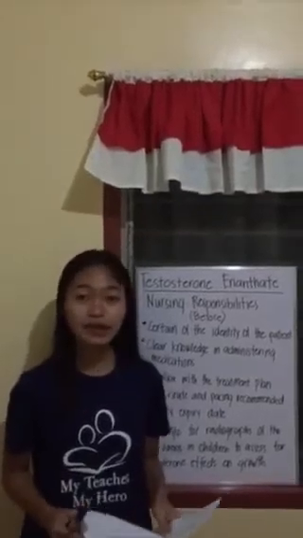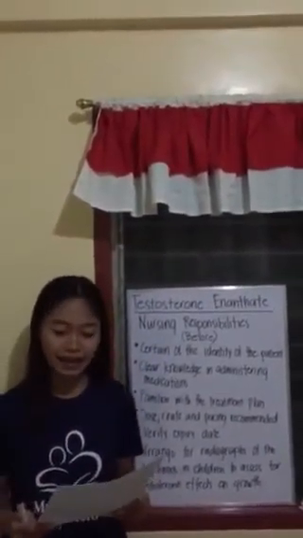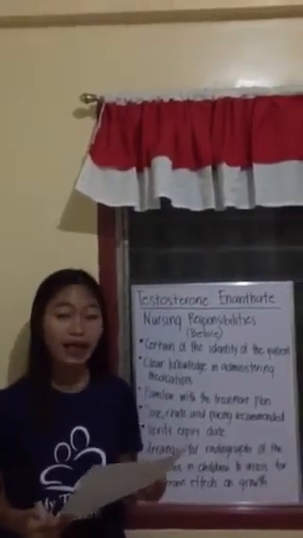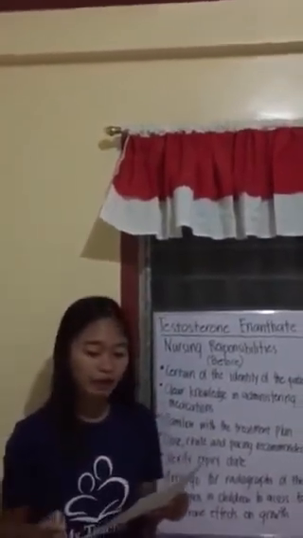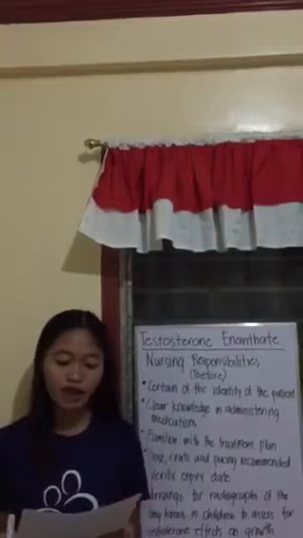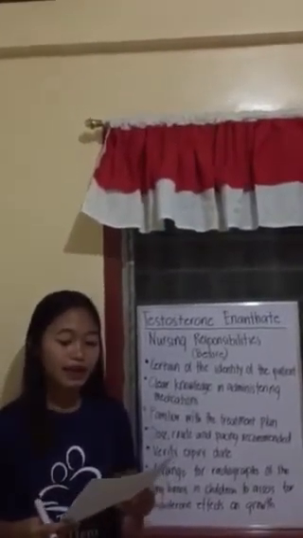These are the nursing responsibilities before administering the drug. First, a nurse should be certain of the identity of the patient before administering a drug and confirm with the wristband and ask the patient for their name and date of birth, as well as ensure that the patient is not allergic to the drug. Second, a nurse should have a clear knowledge of the medication to be administered, which is testosterone enanthate, its medical use, regular dose, reported adverse effects, and any specific contraindications or precautions associated with the drug to prevent any untoward complications.